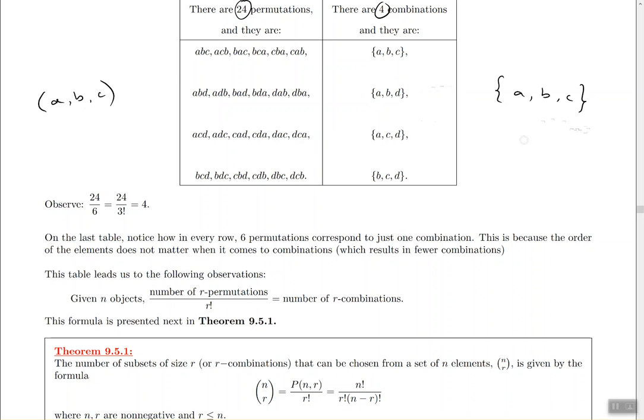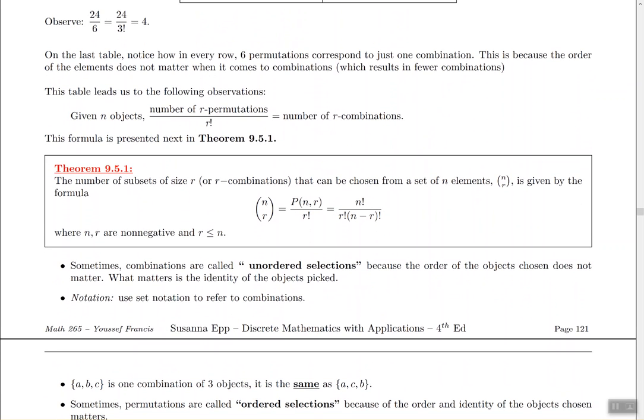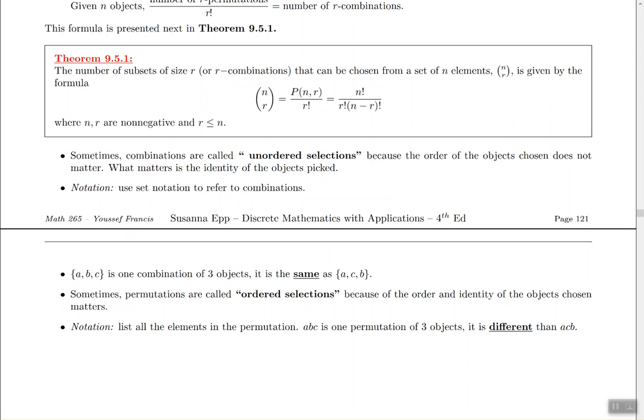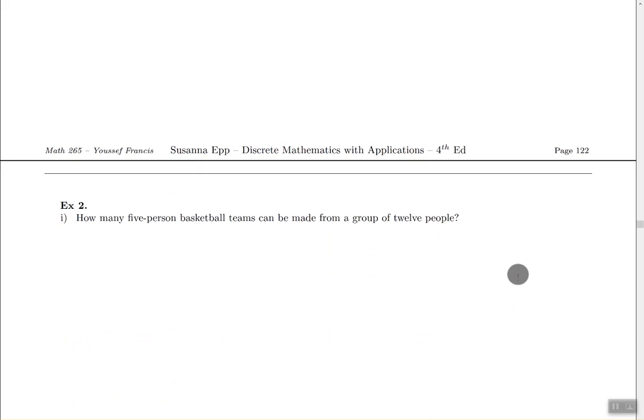So in any case, now we have the formula. Just think of combinations as being unordered selections. So you're selecting things and the order does not matter. And again, in these problems, repeats are not allowed, so the same object cannot be chosen twice. When the same object can be chosen twice, we will be calling that something else. That's going to be the next section. Okay, so let's practice some examples.